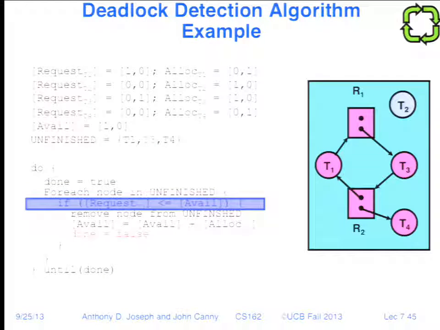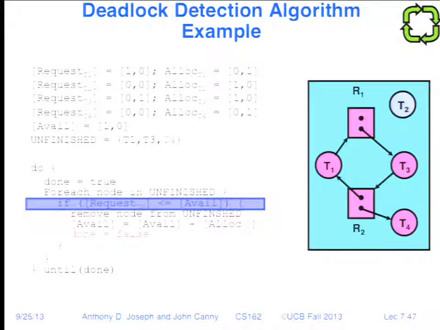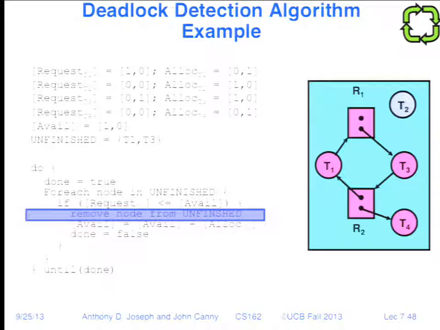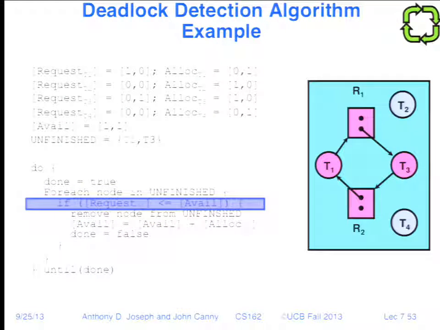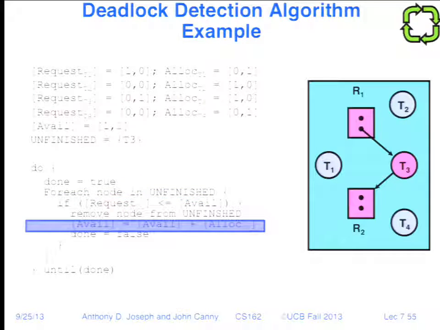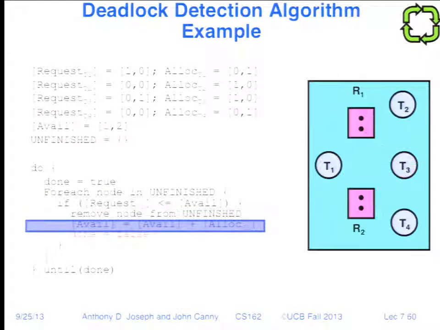T3 is requesting an instance of R2, and R2 is not currently available. So we'll go back and try again. We'll try T4. And anyway, you get the idea. T4 is not requesting anything. It already has its resource, so it's going to depart from the picture. And similarly, as we continue through, back to T1, it has the resource that it needs. So it's going to exit the picture. Finally, we're going to get back to T3, which had the resource it needed, and it's going to exit.